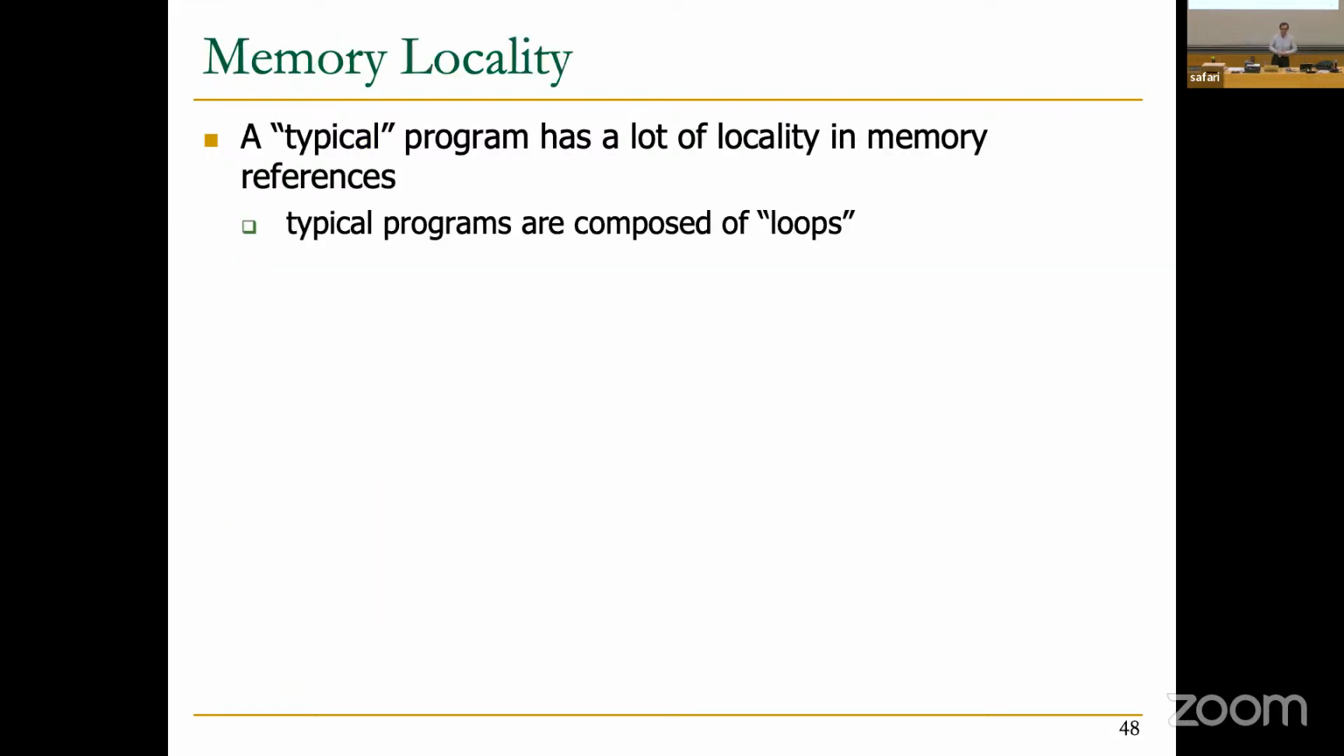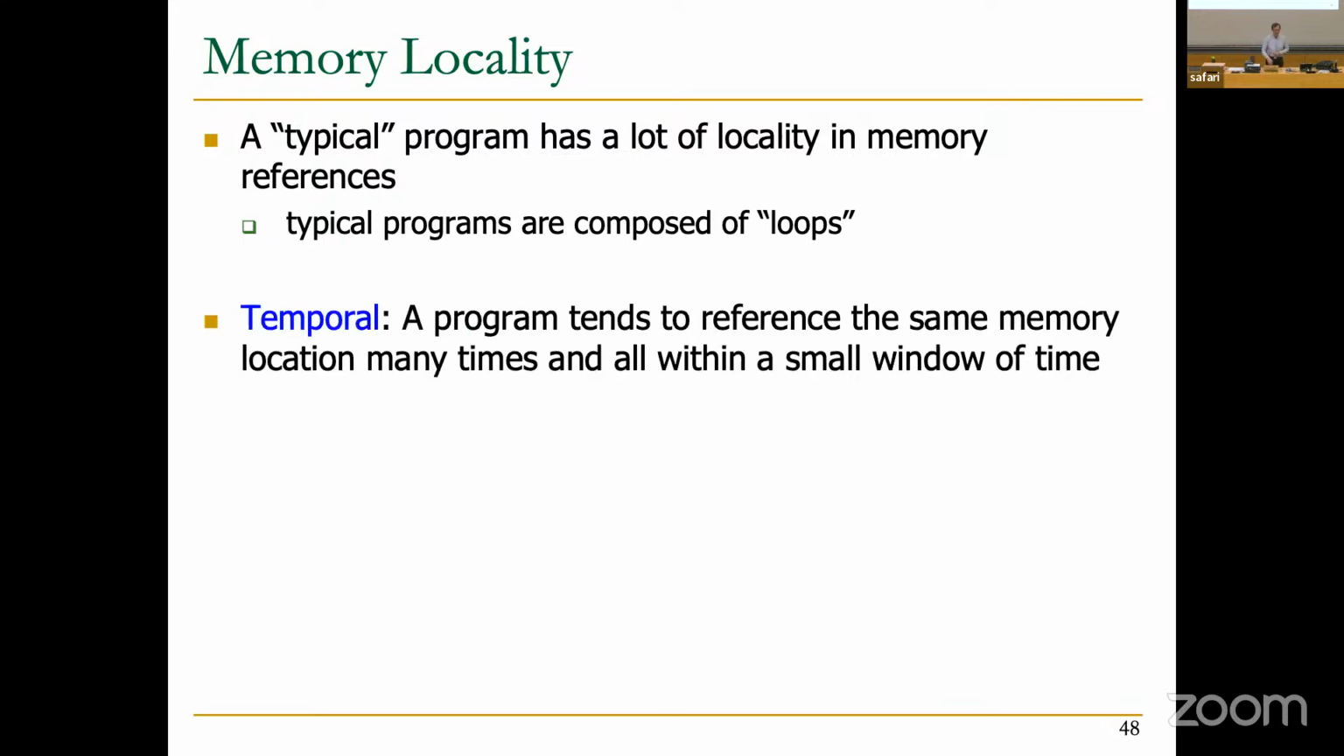So this happens in programs also. This is the memory locality, essentially. A typical program has a lot of locality in memory references. One of the major reasons is typical programs are composed of loops, and they keep operating on the same data over and over, or they keep operating on data that's close by to each other. And these are temporal and spatial locality, essentially. Temporal locality in this particular case, when applied to memory, means that a program tends to reference the same memory location many times and within a small window of time. Right? Okay, so that's good.